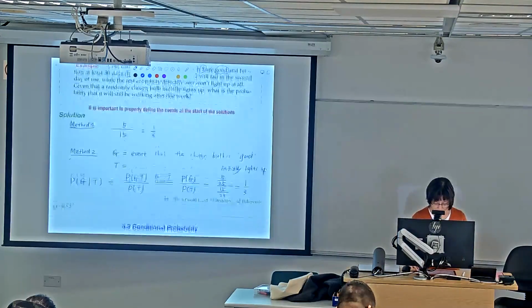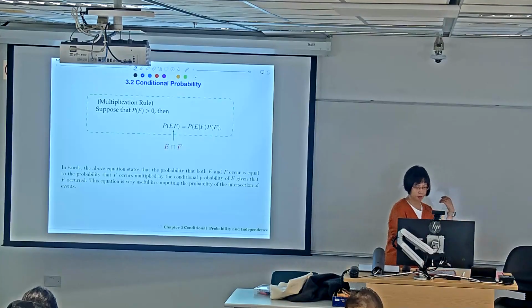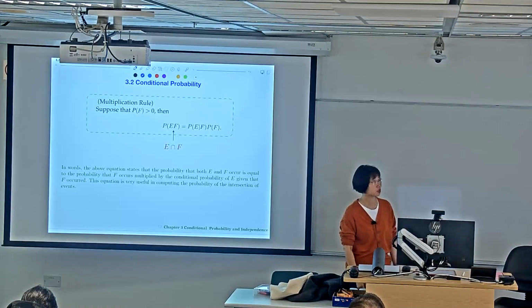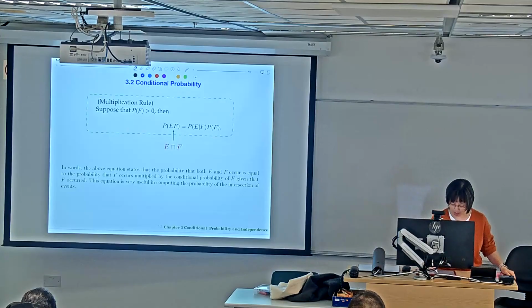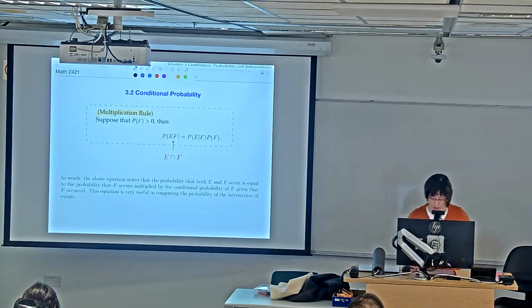Okay, so sometimes we're not just interested in computing conditional probability, but conditional probability can help us with computing the probability of the intersection of two events. This is called the multiplication rule. If the probability of F is positive, then the probability of E intersect F is computed as the probability of E conditional on F times the probability of F.